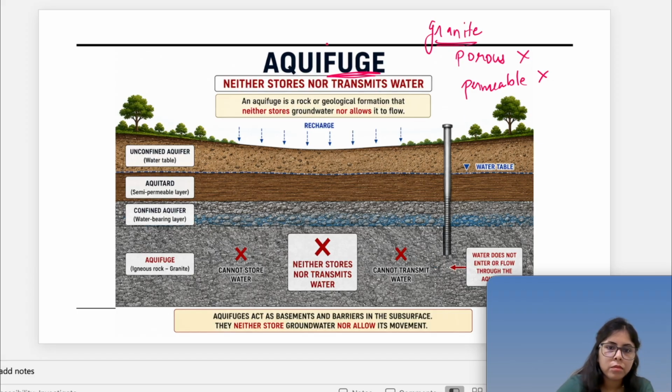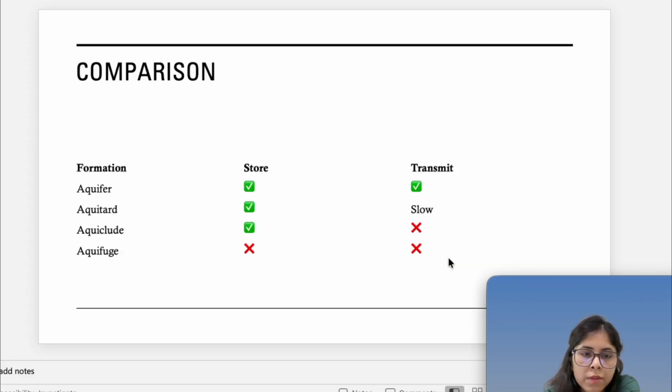So here you can see, these are igneous rocks, granite. Can't store water, can't transmit water. So neither stores nor transmits. So it is aquifuge. Okay. So these are what? Aquifers, Aquiclude, Aquitard, Aquifuge. I hope you understand now the difference between them. You can differentiate between them with the two parameters, porosity and permeability, and you can just remember one example of each. Okay, so this is what the thing is.